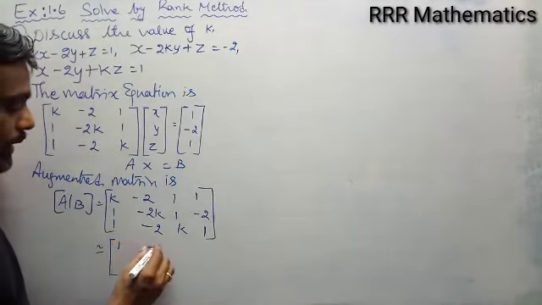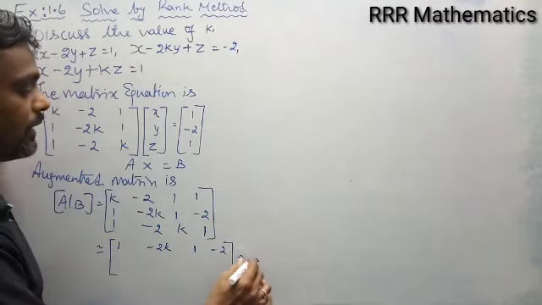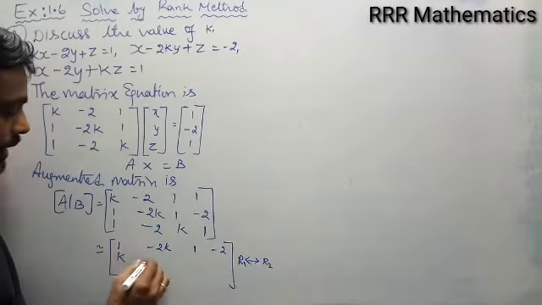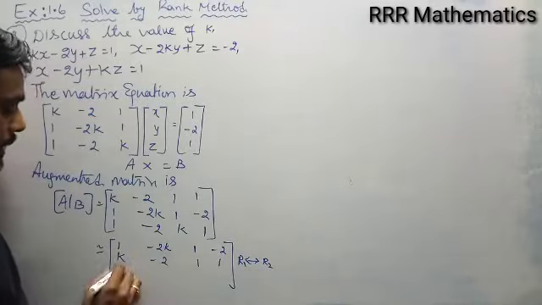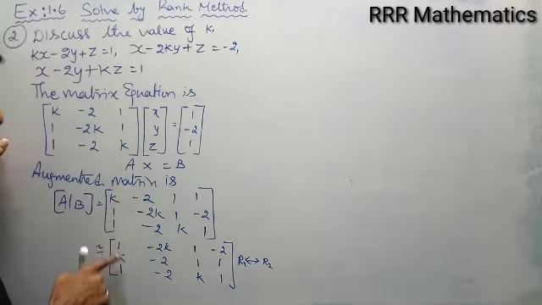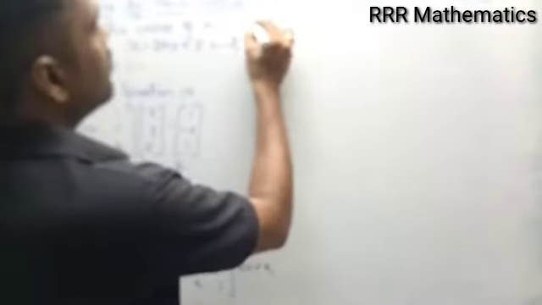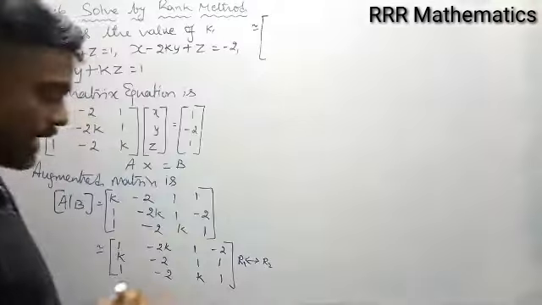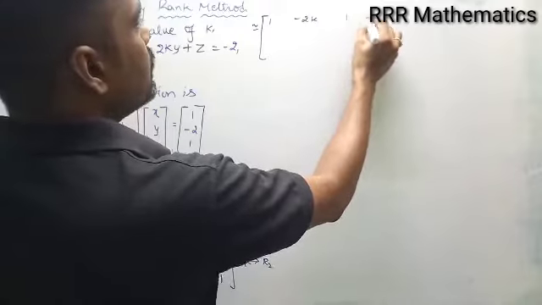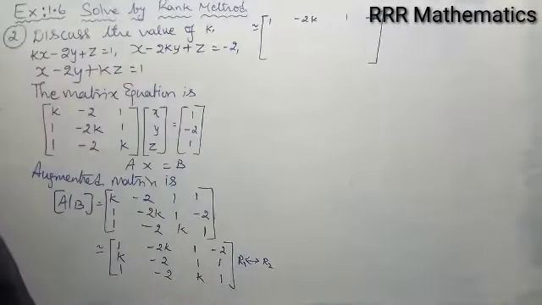So 1, minus 2k, 1, minus 2. I am interchanging R1 and R2. Then the second row becomes the first row, k, minus 2, 1, 1, and the third row as it is. Got it? Here I interchanged R1 and R2 to bring a11 as 1. Now to bring 0 here and here by using elementary operations, I will use R1. Leave the first row as it is.